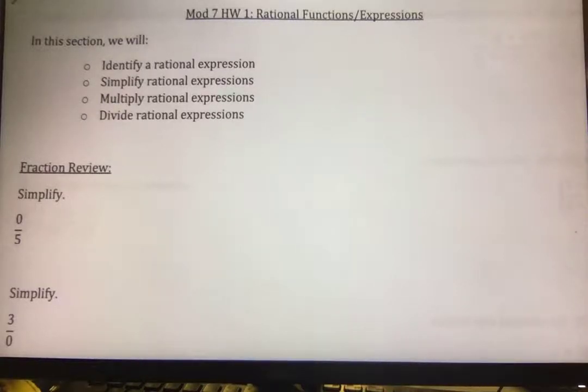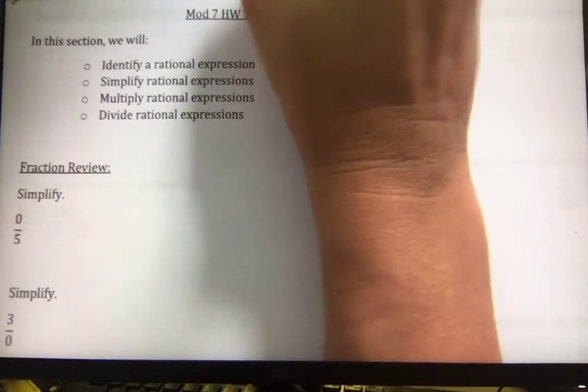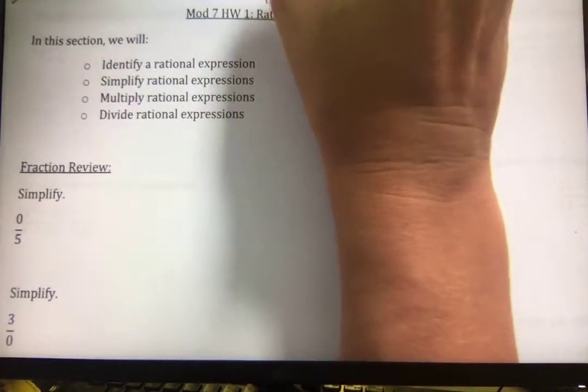All right, so this is Module 7, Homework 1, Rational Functions. We talked about rational functions earlier in the semester. Rational is just a fancy word for fractions. So we're going to be dealing with fractions. I know everyone's favorite. It's like a pizza pie.